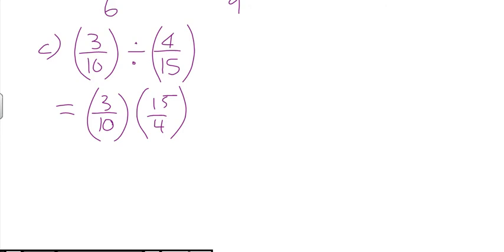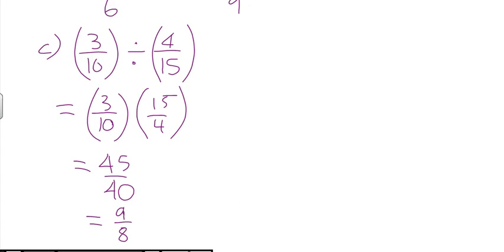Don't flip the first one. You only flip one thing. If you flip them both, you just end up with something weird. Okay. Now what? Your choice. We can go 45 over 40. We can cancel a 5 into here and here. 45 over 40, which reduces to? What goes into both? 5. 5 goes into 45, and 5 goes into 40, and we get 9 over 8.